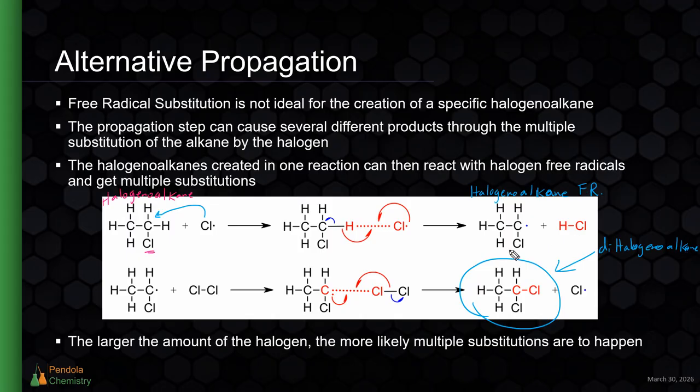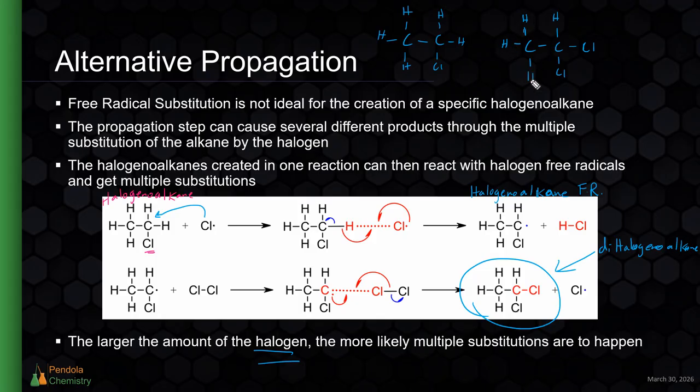And this is why free radical substitution is not a great reaction to use to create a specific halogen alkane, because you can have these alternative products from multiple substitution. And in reality, the larger the amount of halogen we have, the more likely multiple substitution is going to happen, because the more chlorine we have. So while we would expect the compound that's created here, CH3CH2Cl, to be chloroethane, we could also create dichloroethane, in this case 1,1-dichloroethane. But that's the thing, this doesn't just end here.